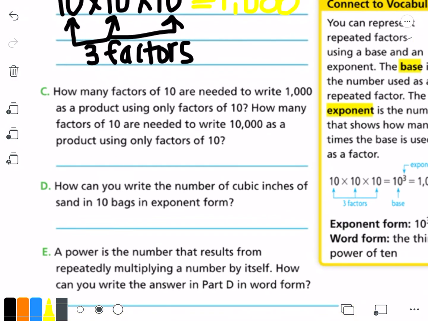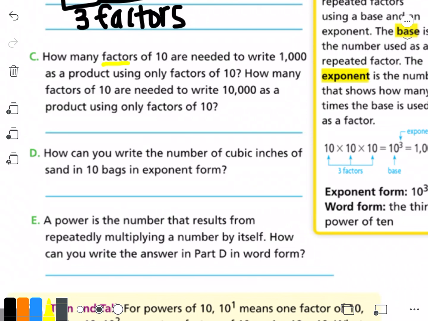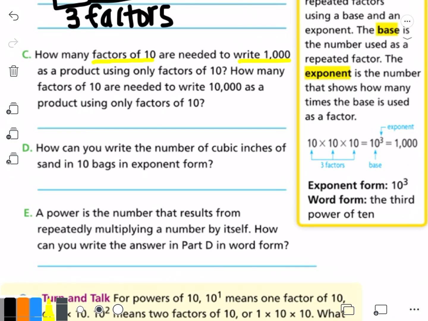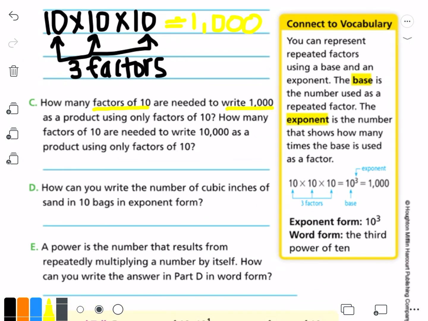Now, let's move on to C, part C. How many factors of 10 are needed to write 1,000 as a product using only factors of 10? Well, we just answered that question. Look back up at B. How many factors did it take you to make 1,000? How many factors of 10? Which basically is saying, how many 10s did you multiply together to get 1,000? You had 3 factors.